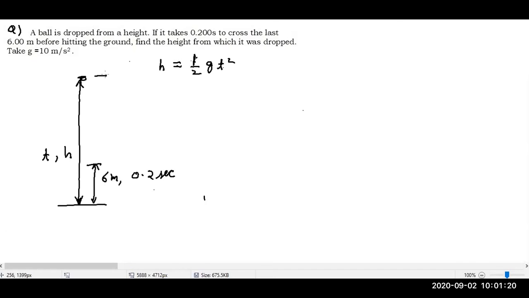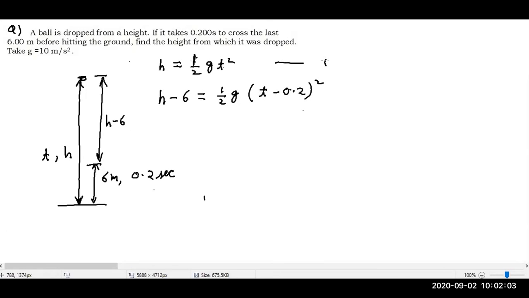For this part, from here to here only, the last 6 meters we are going to leap. So how much time will it take, and how much height will it have? So h minus 6 meters, this is h minus 6 meters. It has to fall, and the time taken will be half g into the total time minus 0.2 second, because the last 6 meter part takes 0.2 second. So we subtract this 0.2 from the total time, and the time taken will be t minus 0.2 second.